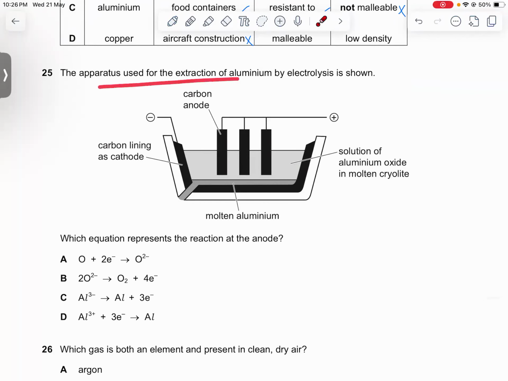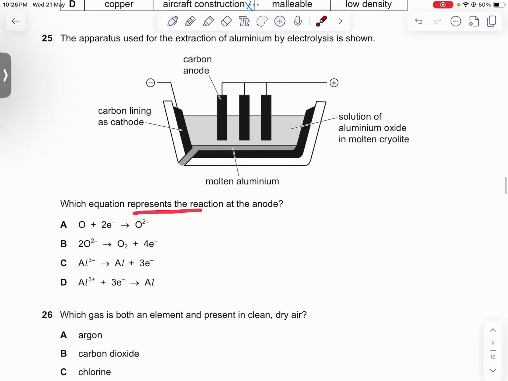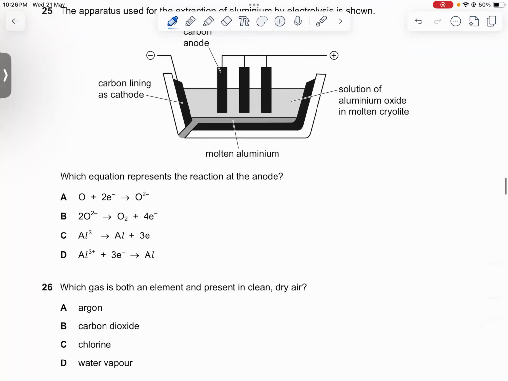Next question. The apparatus used for extraction of aluminum by electrolysis is shown. Which equation represents the reaction at the anode? At anode, oxide gets discharged. And how would oxide get discharged? By losing electrons, right? Because at anode, electrons are lost. So the answer is B. Oxidation takes place at anode.